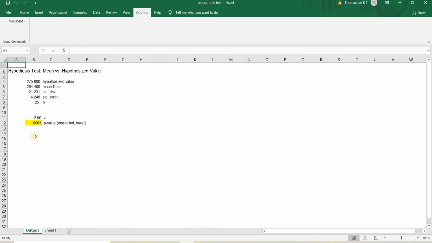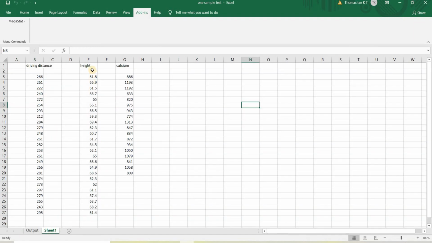So, hypothesis test, mean versus hypothesized value. 275 is the hypothesized value, 264 is the mean value. Z is minus 2.5 and the p-value is 0.0063. That means the null hypothesis is rejected. That is, Jack's claim is not true. Actually his driving distance is less than 275 yards.